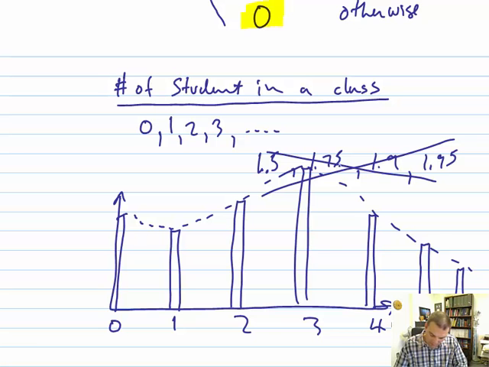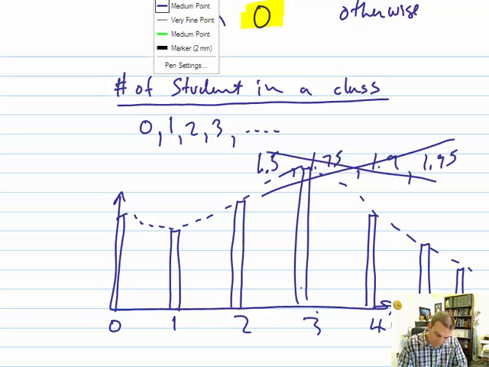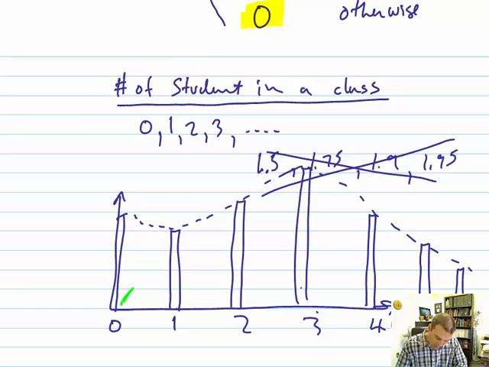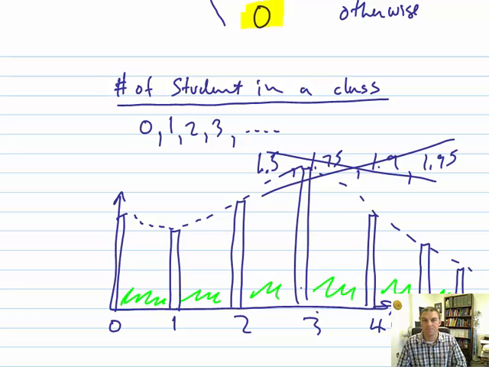Now I put this dotted line in here, not a solid line, just to show you the trend, because we have to remember outside of 0, 1, 2, 3, 4, 5, the area in here, there's no probability between the numbers. There's only probability associated with the discrete values.